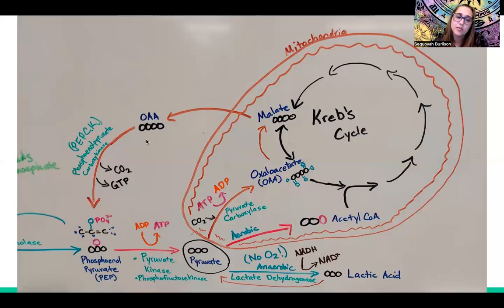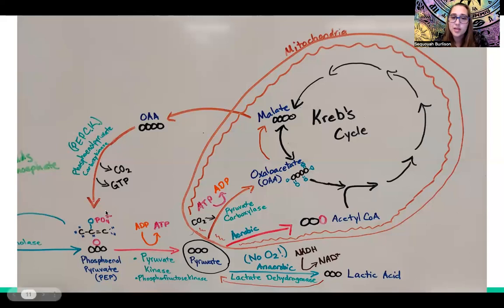OAA, with the help of the enzyme phosphoenolpyruvate carboxykinase, PEPCK, we lose our carbon dioxide and some energy in GTP, and now we're back at our PEP molecule. So even if we start with lactic acid, which is stored in the skeletal muscles, now reversing NAD plus back into NADH, we go back to pyruvate, into OAA, into malate, back into OAA, into PEP.